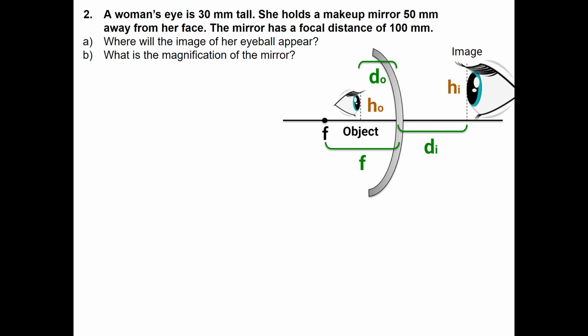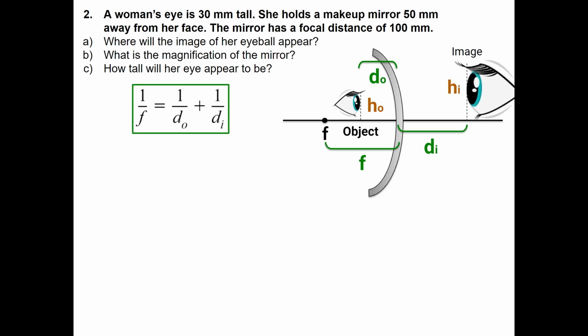And you can probably estimate here or guess that the magnification will be greater than 1 because the eyeball is appearing larger than the object does. And it's probably going to be a positive magnification rather than negative because this mirror is not flipping the eyeball upside down. And then part C, how tall will her eye appear to be? And that's a pretty important question because if a makeup mirror doesn't make you look larger, then it's not going to work as a makeup mirror. So the size of the images that we get is crucial for making a good makeup mirror.